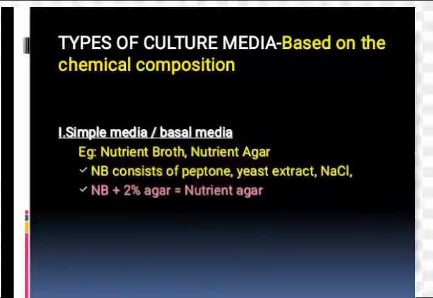Number 1. Simple media or basal media. For example, nutrient broth and nutrient agar. Nutrient broth consists of peptone, yeast extract, NaCl. Now the question is, what is the difference between nutrient agar and nutrient broth? If you add 2% agar in nutrient broth, this will be nutrient agar. As given below, NB plus 2% agar equals nutrient agar.